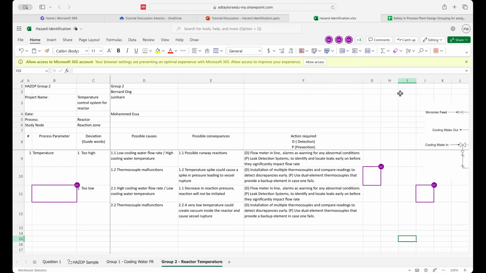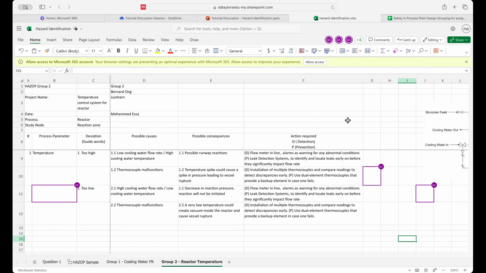Thank you. Thank you very much. This is a very clear HAZOP analysis table. Yeah, so if you can do this in your exam, I believe you can easily score the marks there. Also in your assignment.